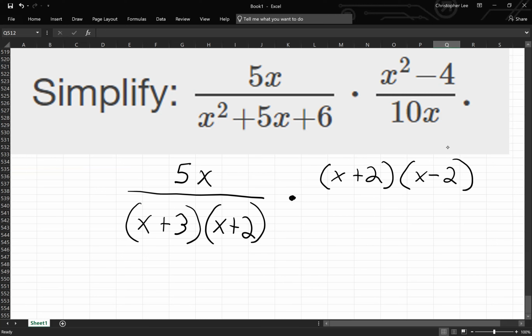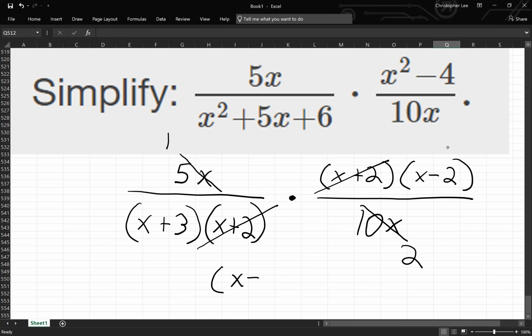Very good. X plus 2, x minus 2, and then I'm dividing that by 10x, right? Cross out the like terms. X plus 2, x plus 2. 5x goes into 5x once. 5x goes into 10x 2 times, right? Final answer, x minus 2 over 2 times x plus 3.